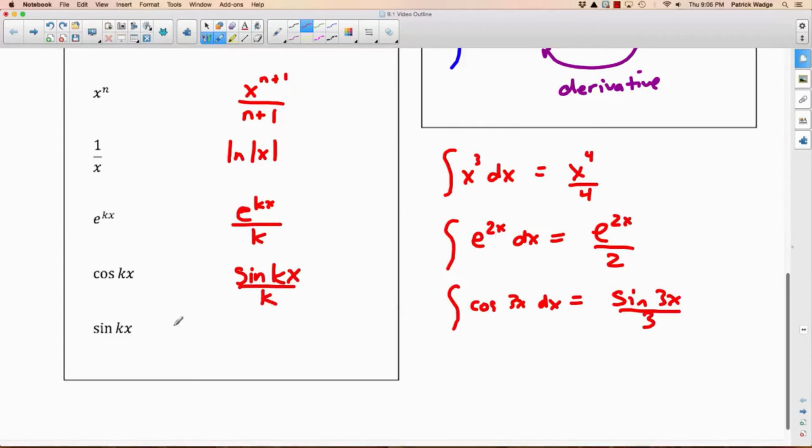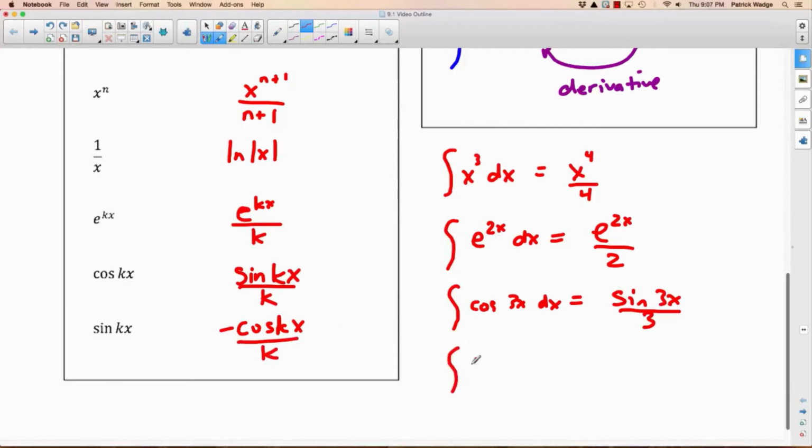Now sine kx. You might think the answer is just cosine kx, but remember, when you take the derivative of cosine, it's going to be negative sine. So in order to get sine, you must have negative cosine. And again, that's not enough. You're going to see that you have to divide by k. Let's take a look at that.